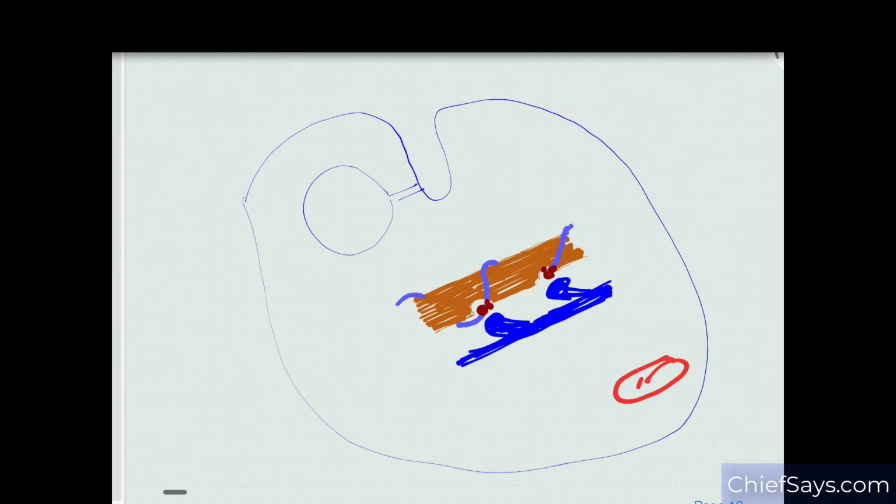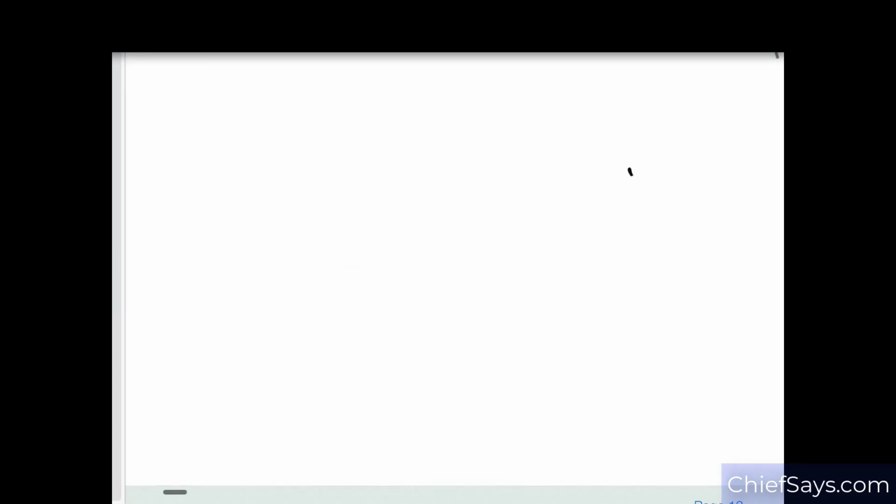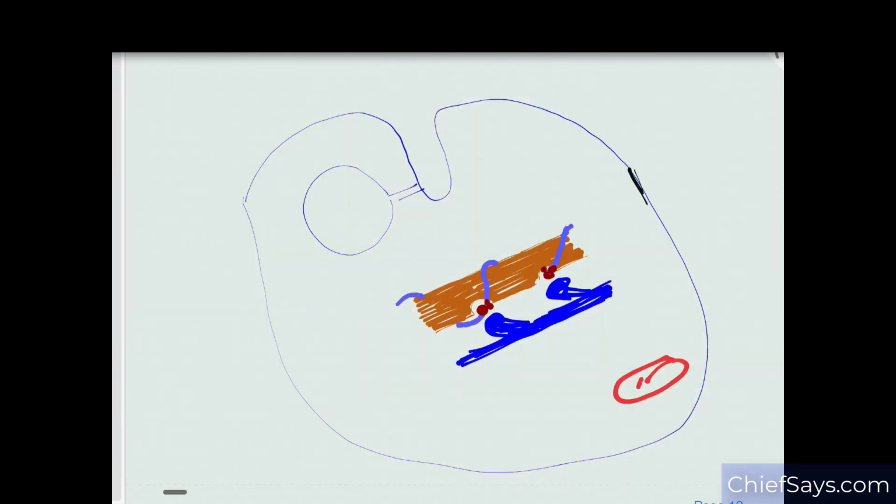So as a muscle cell, very similar to a skeletal muscle cell, the cardiac muscle cell has a plasma membrane. So that's what we have here.